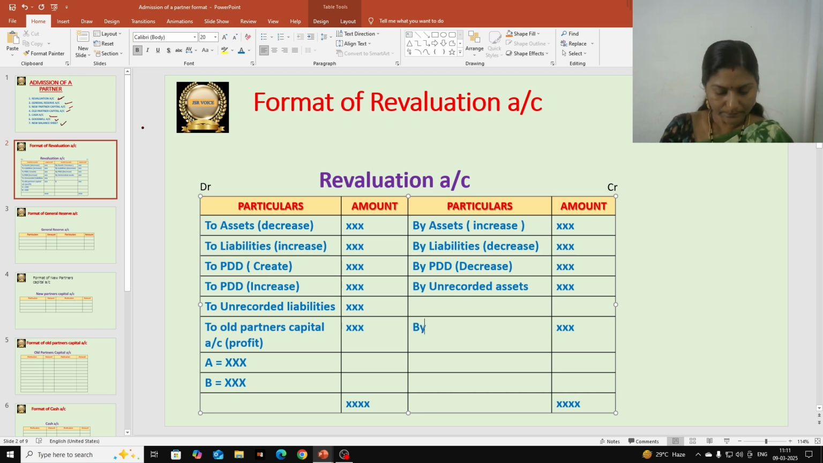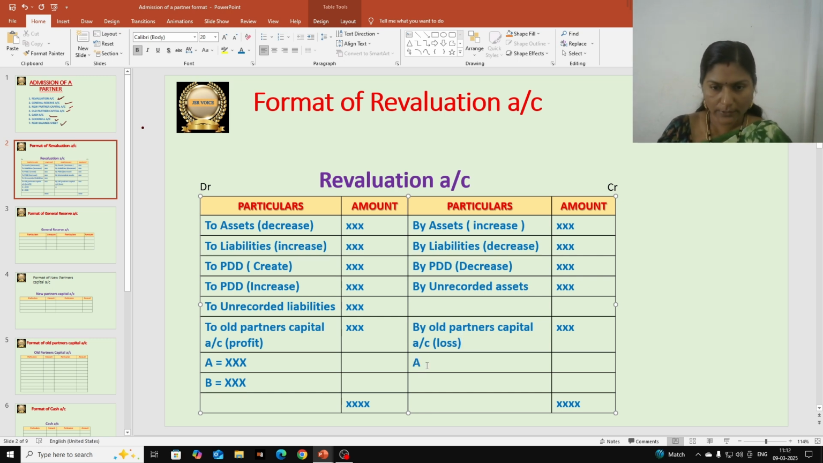By old partners capital account, in brackets, loss. Okay, and we should distribute to old partners.